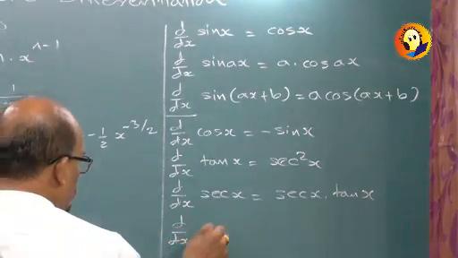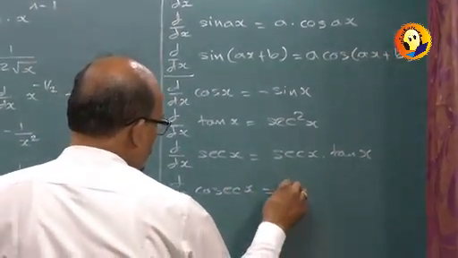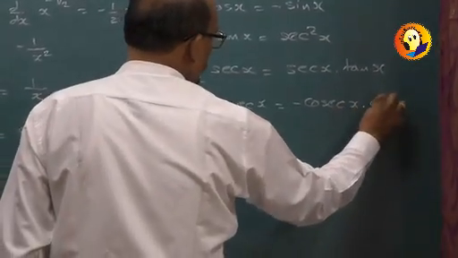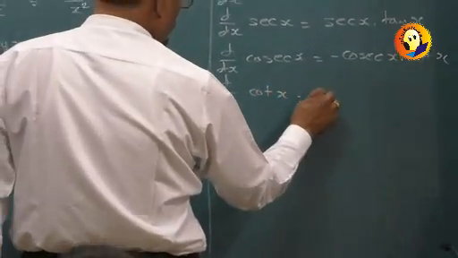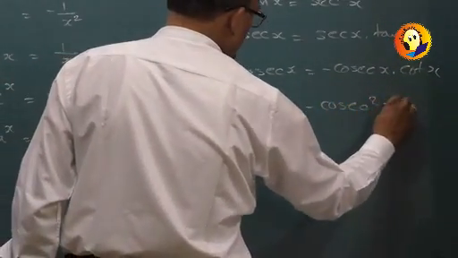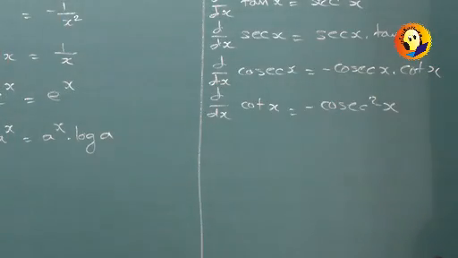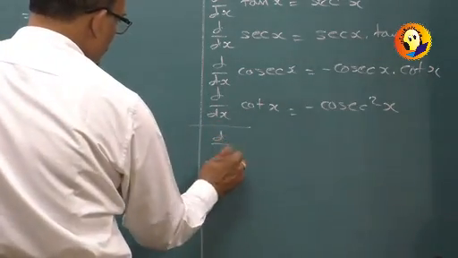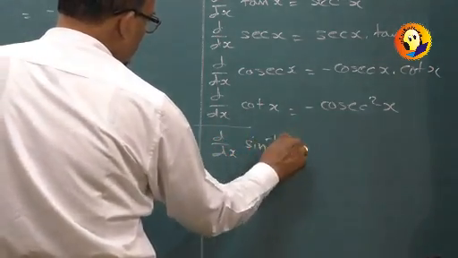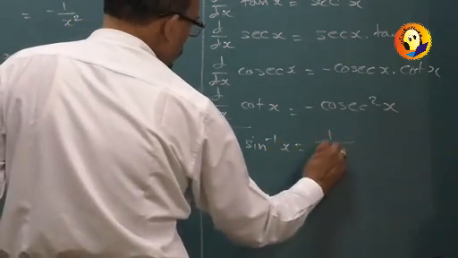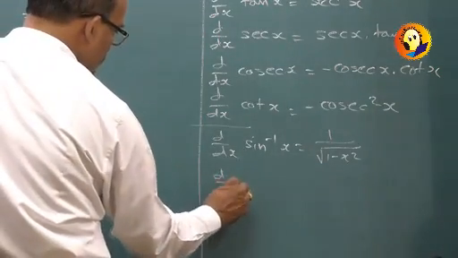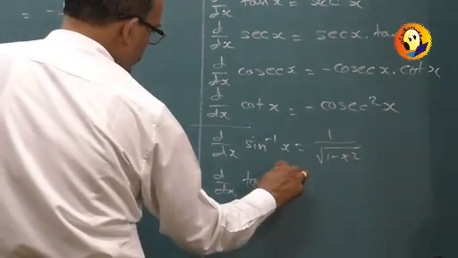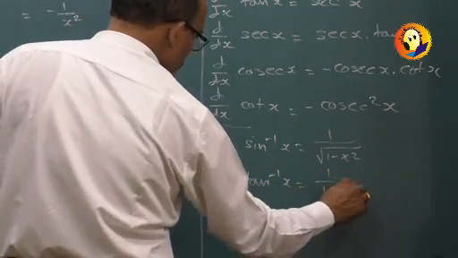D by dx of cosec x is minus cosec x cot x. D by dx of cot x is minus cosec square x. D by dx of sin inverse x is 1 upon root of 1 minus x square. D by dx of tan inverse x is 1 upon 1 plus x square.